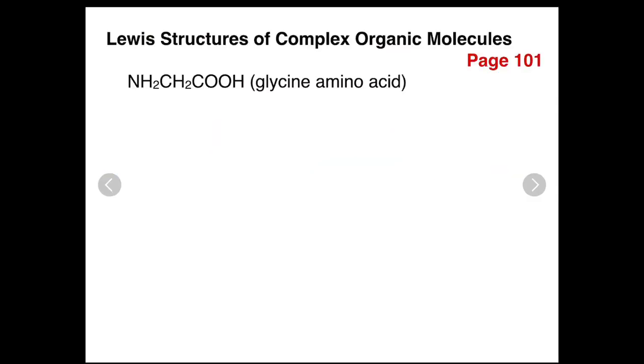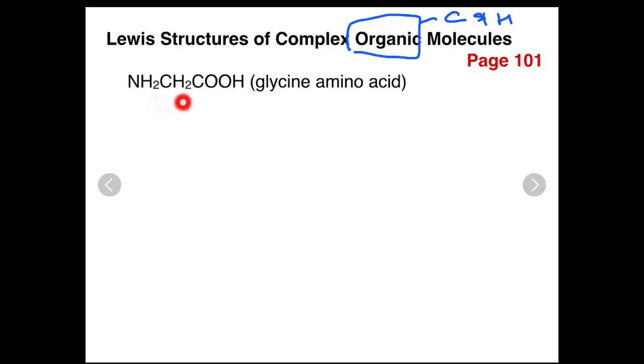The last part of this lecture video is the Lewis structure of complex organic molecules. When I talk about organic molecules, what do I mean by that? Okay, so an organic molecule is a molecular compound that contains carbon and hydrogen. Its majority would be carbon, and it also contains hydrogen as well. An example of that would be this amino acid glycine right here. Okay, so it contains carbon and hydrogen, right? So this is what we call an organic molecule.